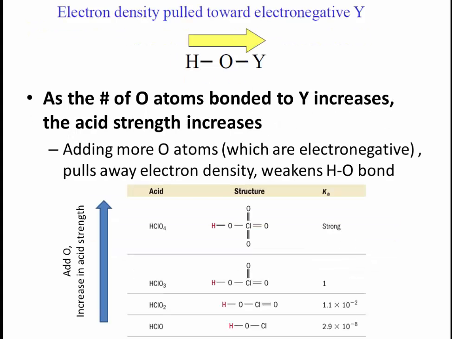The other trend to consider with these oxyacids is related and has to do with the number of oxygen atoms. So as the number of oxygen atoms bonded to the element Y increases, the acid strength will increase. And if you look at those examples on the bottom, we've got HClO4, HClO3, HClO2, and HClO. So the bottom one is hypochlorous acid. It is actually a weak acid. That top one is perchloric acid, and it is considered one of our strong acids. So you can say as you add oxygens, there's an increase in acid strength.